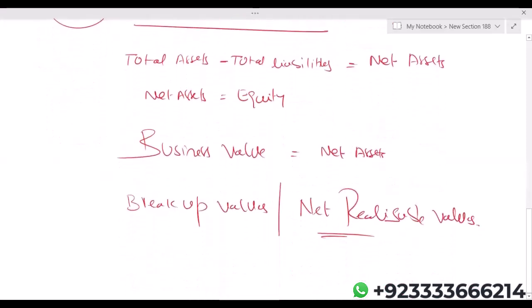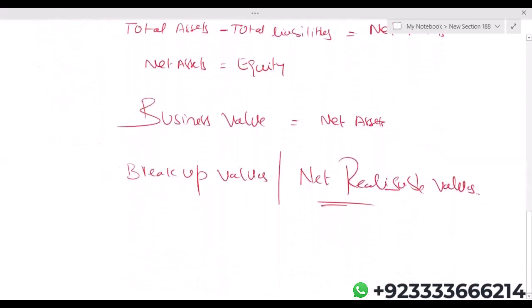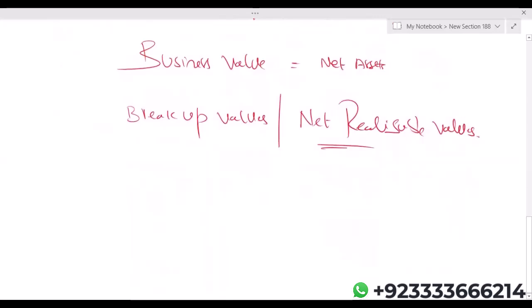Another thing is net asset is equal to equity, and you should know that business value, when we say it is equal to equity, means I'll take share capital. If there is any share premium, I'll take that.